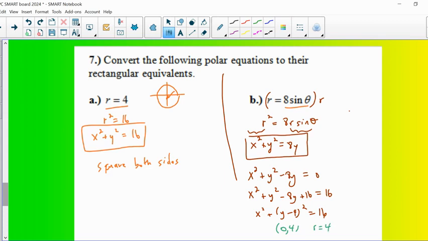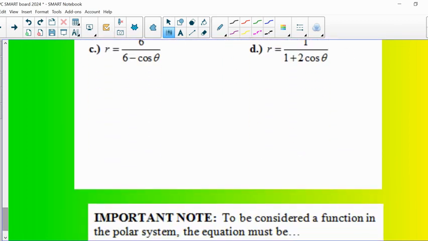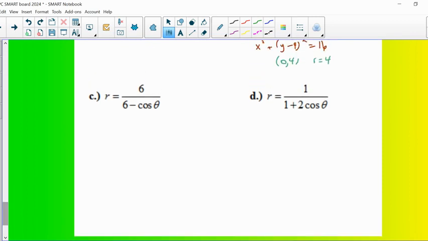So a little bit more than we have to have done just that. And again, contrasting, it's a function in the polars when it's r equals. Clearly, this is not a function in the rectangular world. Okay, and so let's continue.